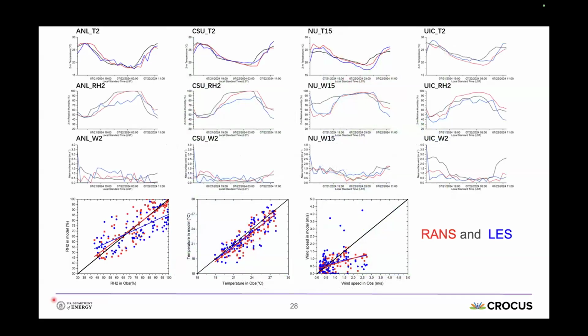The comparison between the 4 CROCUS stations and the model shows that the simulated temperature is quite aligned with the observation, but the wind speed is a bit underestimated. Next slide, please.